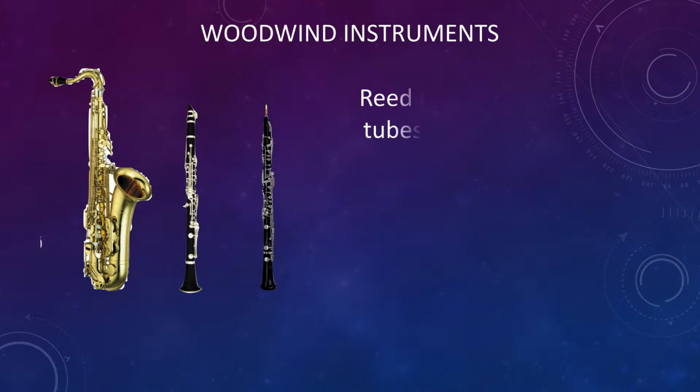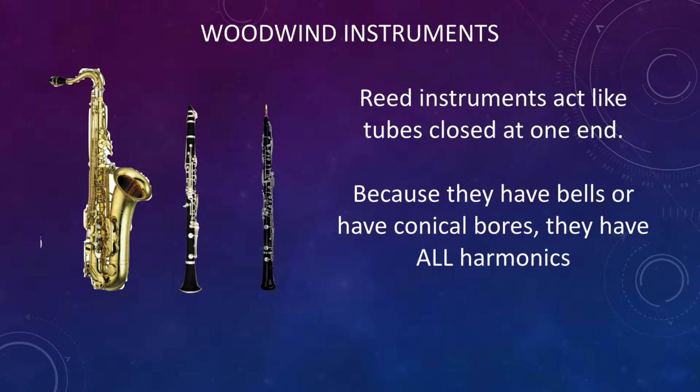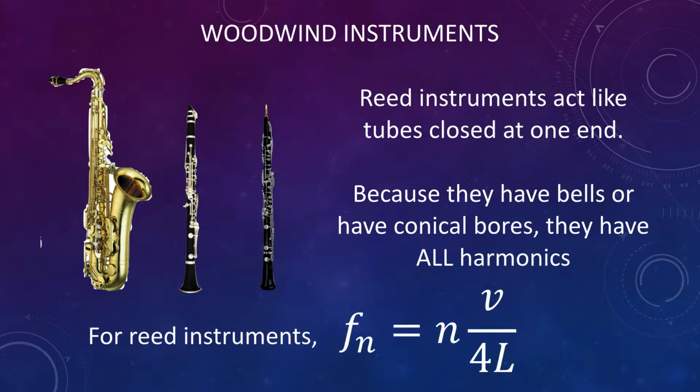All reed instruments act like tubes closed at one end. Clarinets are mostly cylindrical in shape, and so they have mostly odd harmonics as resonances. The clarinet does have a bell, so there are some even harmonics present in its sound. The other reed instruments are conical in shape. The bassoon and the oboe are cylindrical on the outside, but they have conical bores on the inside. So all the harmonics are present in their sound. So, for reed instruments, the frequency equals n times the velocity over 4 times the length.